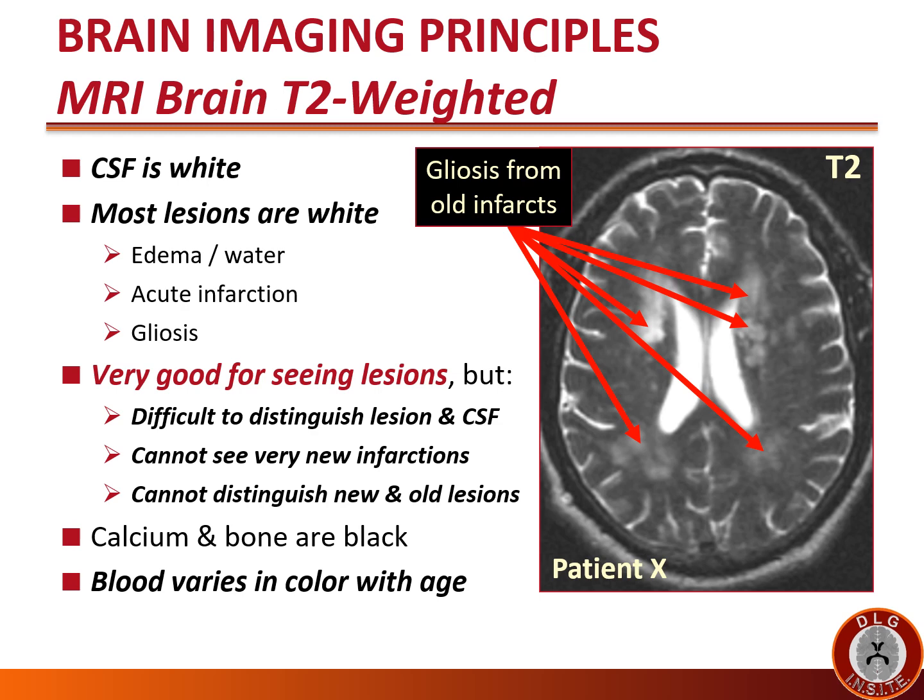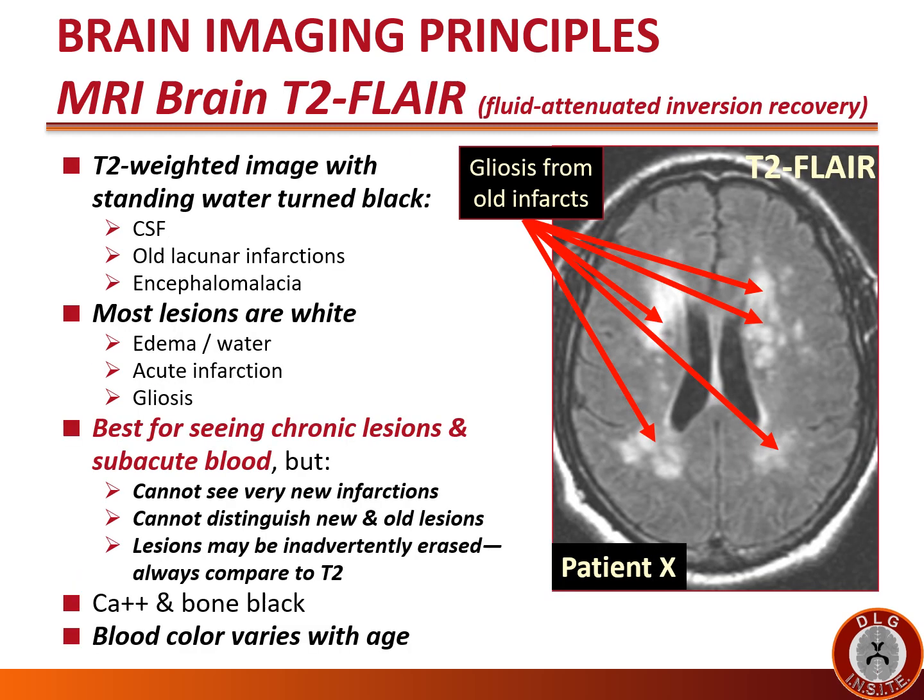Note in the image to the right, there are several lesions that are white on the T2 weighted image for patient X. It is not possible to determine which of the lesions are new and which are old. MRI brain T2 FLAIR images are very useful.